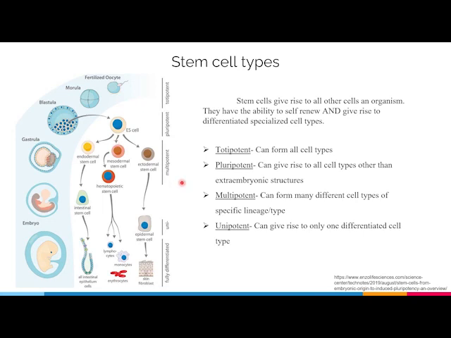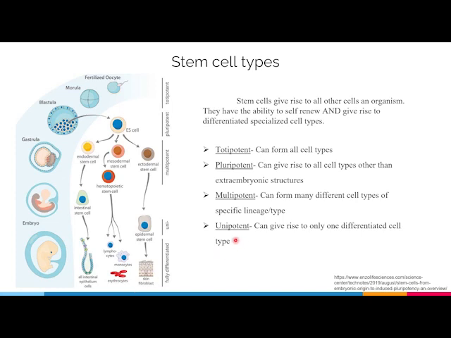Next, we go another step down, which is known as the multipotent cell, which can form many different cell types of a specific lineage or type. As development proceeds, we have these types of multipotent stem cells, such as the example I gave of hematopoietic stem cells, which can form lymphocytes, monocytes, erythrocytes, neutrophils, everything. Everything in our blood can be formed from one cell. So it is known as multipotent. It cannot form everything, but it can form multiple things.